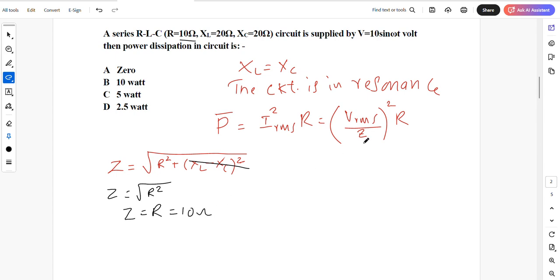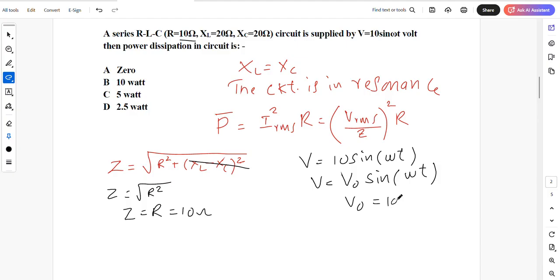Now, what is the V RMS value? Z we got, Z is equal to R is equal to 10 ohm. What is V RMS equal to? Compare this: V is equal to 10 sine omega t. In general, V is equal to V naught sine omega t, where V naught is 10 volts. How to calculate V RMS? V RMS is equal to V naught by root 2, that is 10 by root 2.